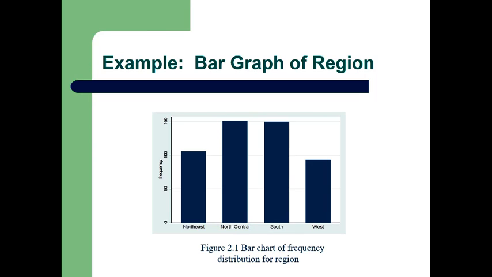So, for example, in the north there are over 100 students. In north central and south, there are a little bit under 150, and the west category has the least number of students. The vertical axis starts at 0. You could also do this as a percentage instead of the frequency.